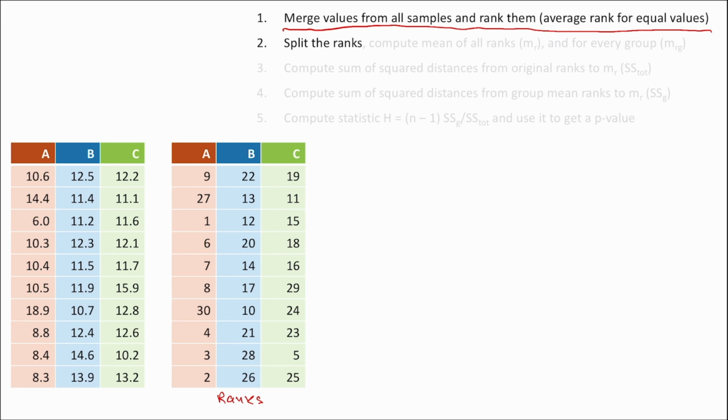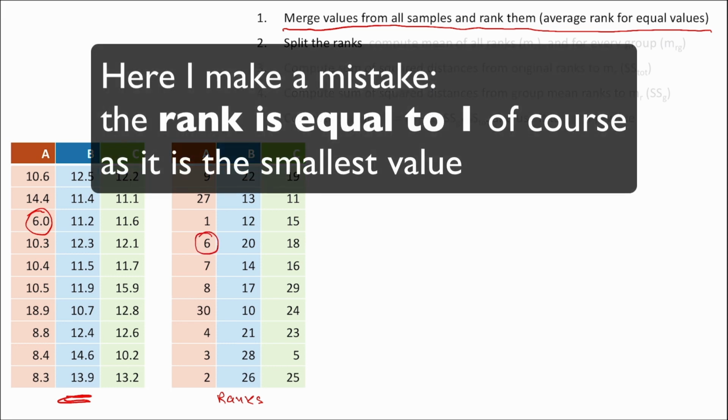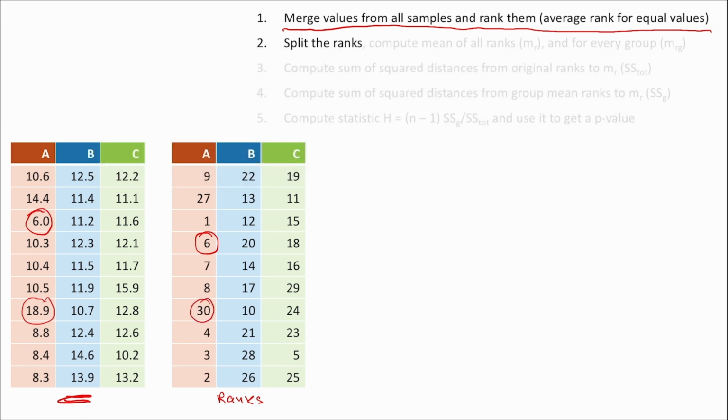We can quickly check it. If you look at these values, you can see this is the smallest value, and the rank is equal to 6, right? And then you can see that, for example, this is the largest value, and the rank is equal to 30, right? But the value which is next largest, so to speak, is here. It's 15.9. You can see that there is no value larger than 15.9 but smaller than 18.9. So therefore, this rank 29 is here. Okay. So these ranks are computed for all values together without splitting them into A, B, and C.